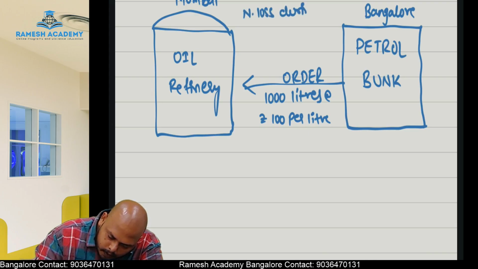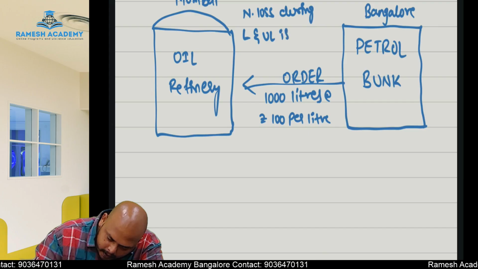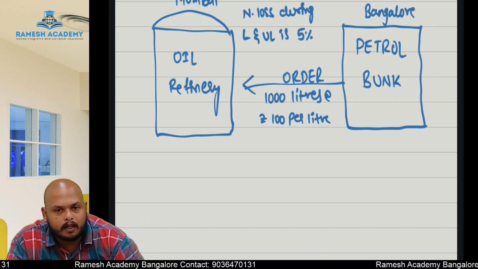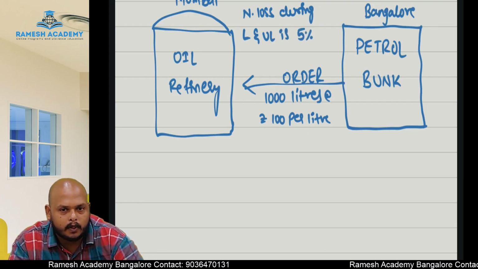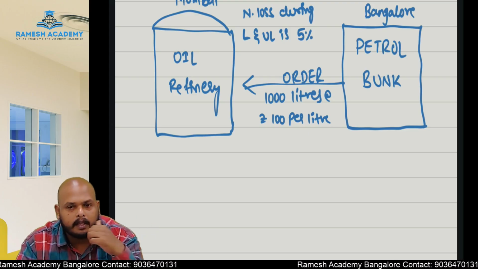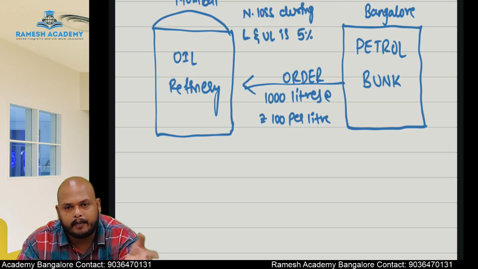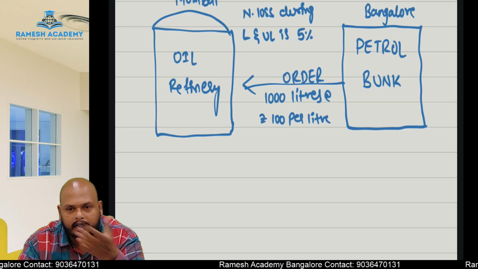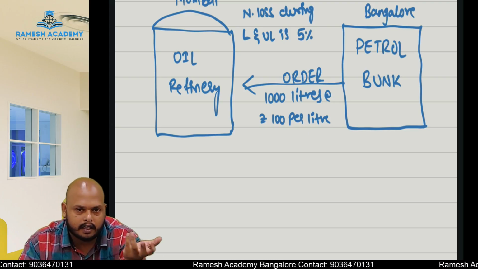Normal loss during loading and unloading is 5%. What is the normal loss during the loading and unloading process? 5%. Why? Because when we are loading and unloading the petrol, a certain percentage of petrol will compulsorily get evaporated. So the evaporated petrol is a loss. Which loss? Normal loss.